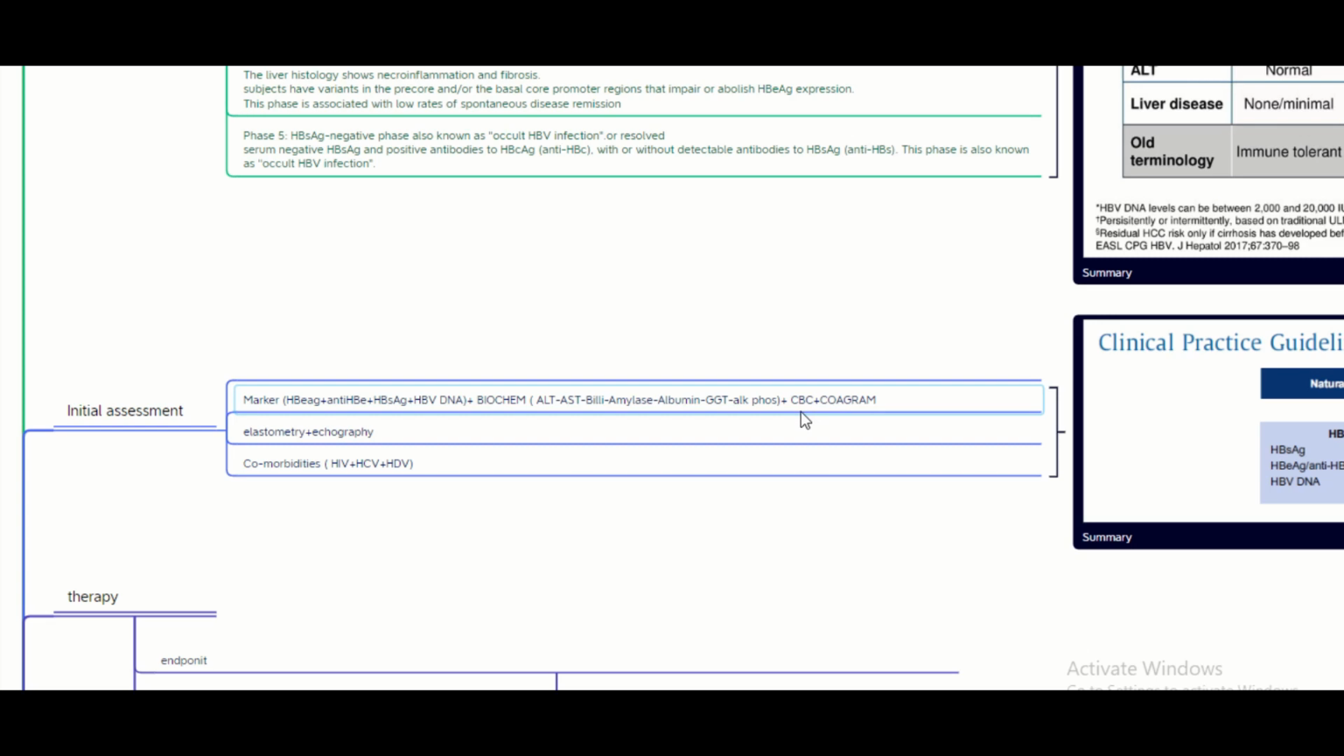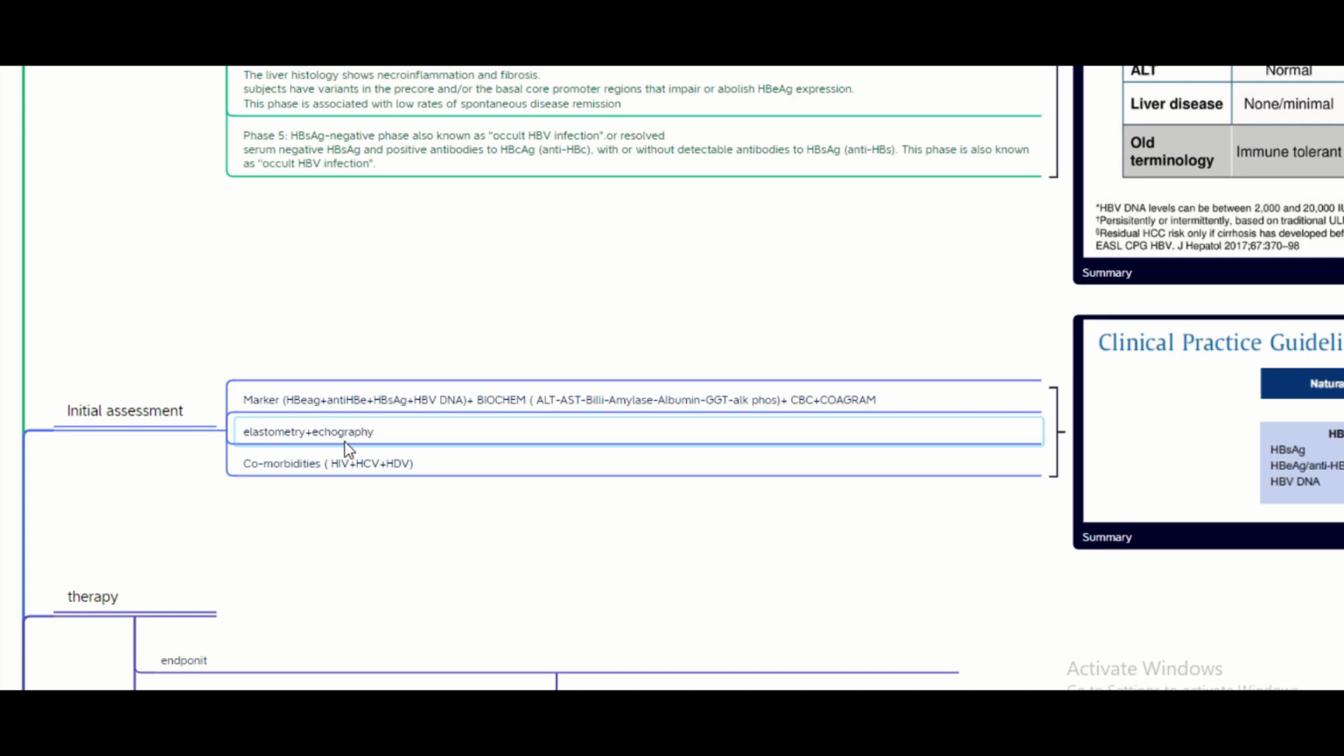Then the patient should be checked by echography to check for hepatomegaly, splenomegaly, and sometimes complications of cirrhosis. For example, look for ascites, look for any kind of new formations in the liver indicative of hepatocellular carcinoma, and check for any kind of portal hypertension.